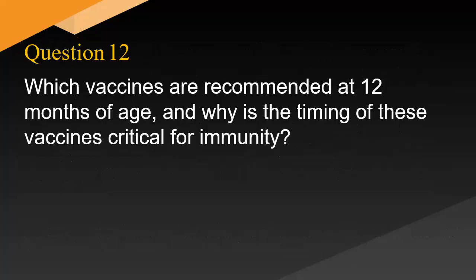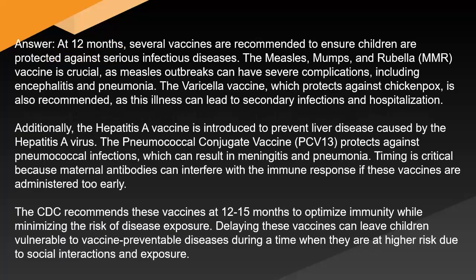Which vaccines are recommended at 12 months of age, and why is the timing of these vaccines critical for immunity? Answer: At 12 months, several vaccines are recommended to ensure children are protected against serious infectious diseases. The measles, mumps, and rubella vaccine is crucial, as measles outbreaks can have severe complications, including encephalitis and pneumonia. The varicella vaccine, which protects against chickenpox, is also recommended, as this illness can lead to secondary infections and hospitalization. Additionally, the hepatitis vaccine is introduced to prevent liver disease caused by the hepatitis virus.